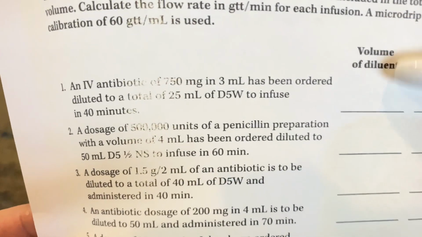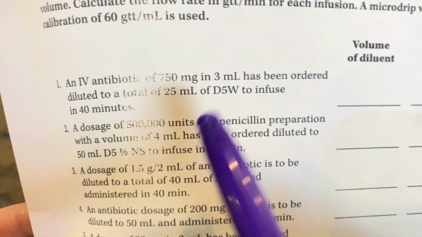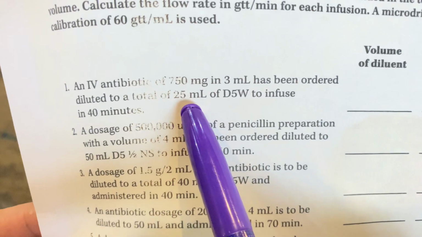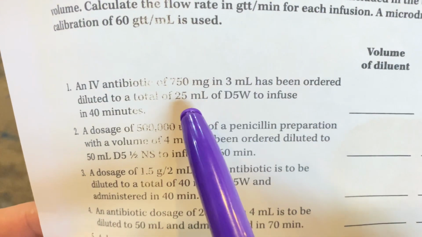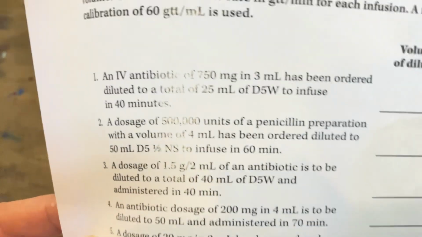Now, the first thing they want to know is the volume of diluent. It already had 3 milliliters in there, and he wants you to add enough to it so it'll be a total of 25. So 3 from 25 is going to be 22. 22 milliliters.